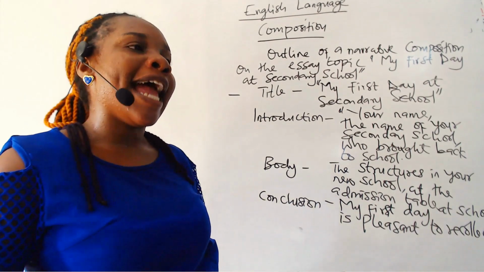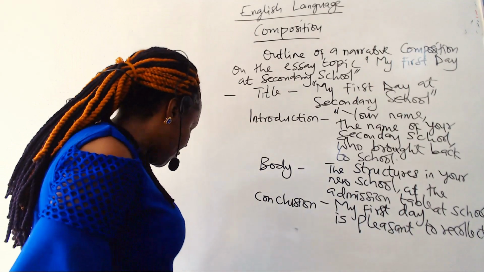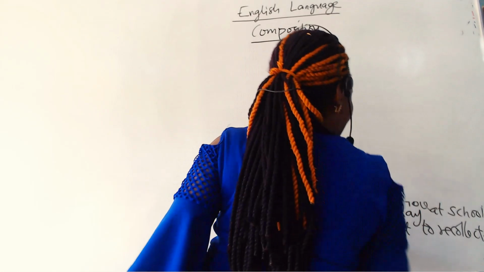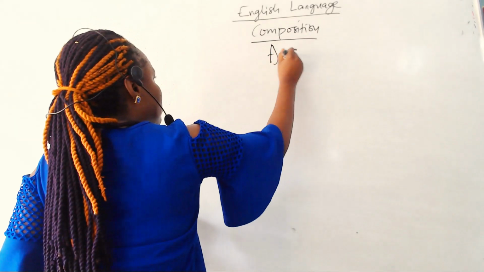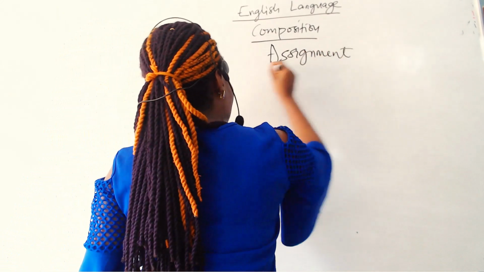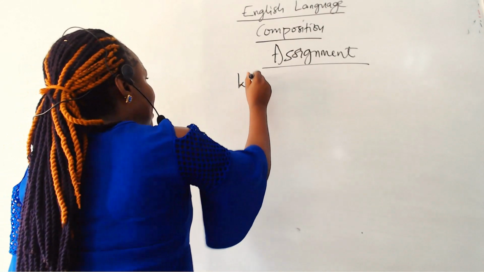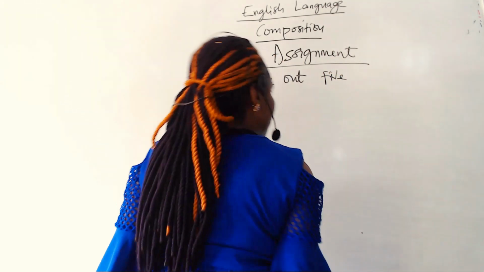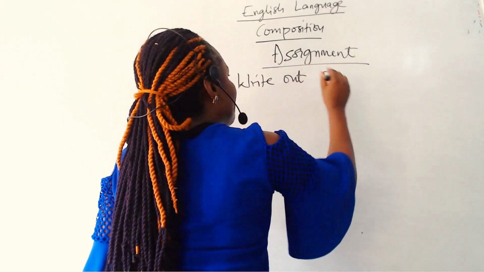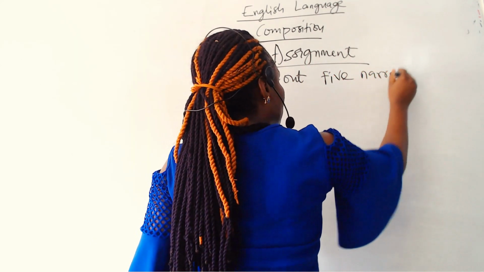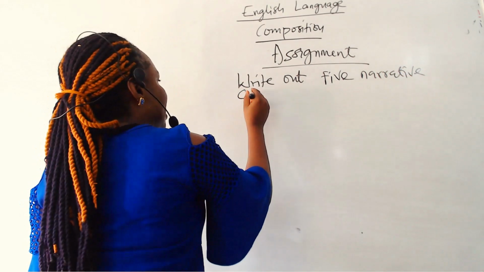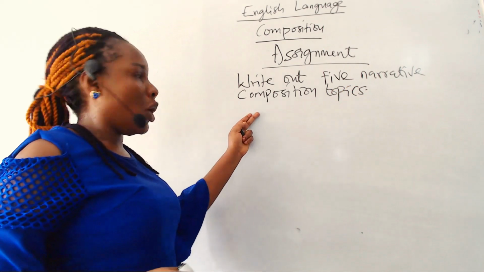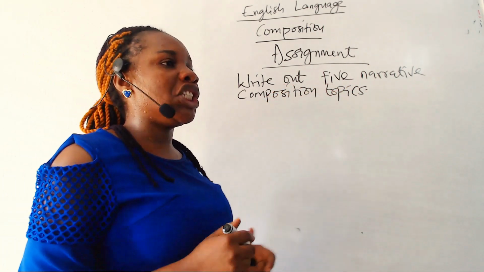Now, this brings us to the end of this lesson. Now, let me give you something to do. Let me give you an assignment to do, of which we will do the correction when next we meet. The assignment is write out 5 narrative composition topics. This is your assignment.